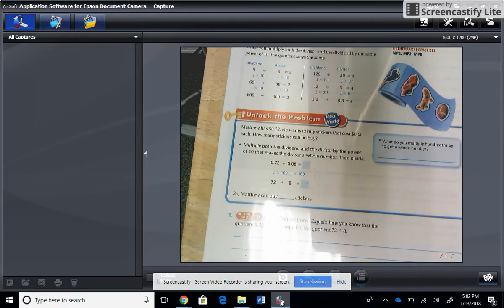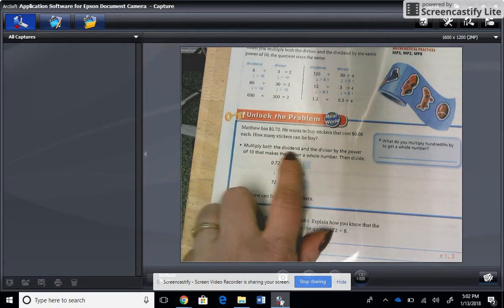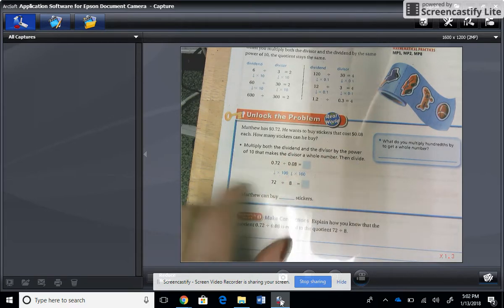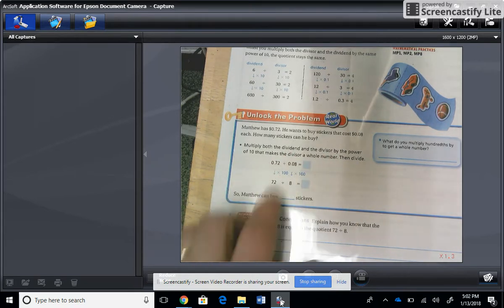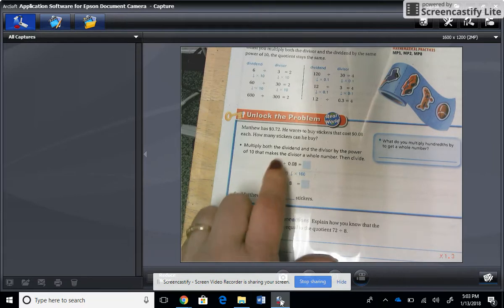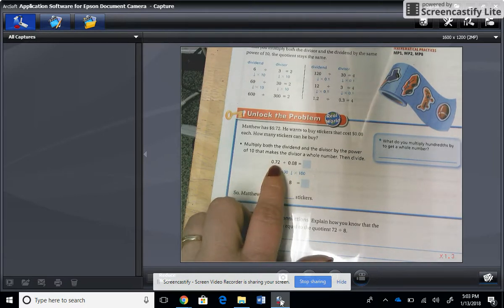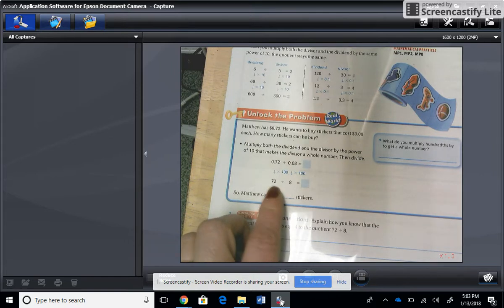So if Matthew has 72 cents and he wants to buy stickers that cost 8 cents each, how many stickers can he buy? So what do we have to multiply both the dividend and the divisor by, the power of 10 that makes it a whole number? So we're trying to make this a whole number. If we take that times 100, because it's in the hundreds place, it will be 72.